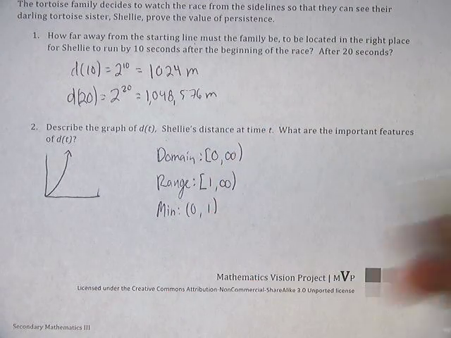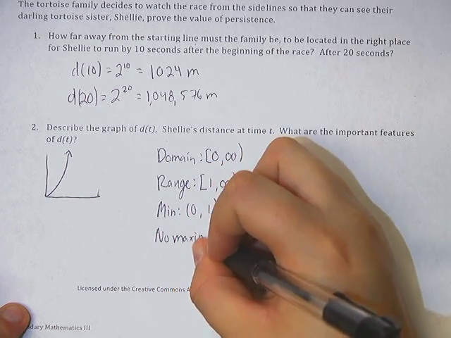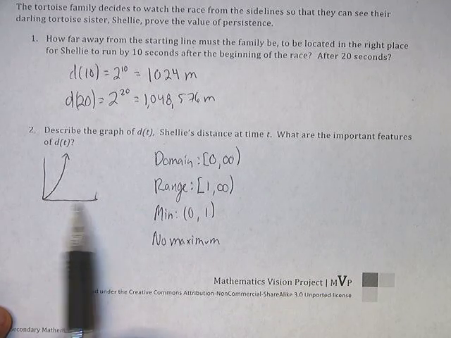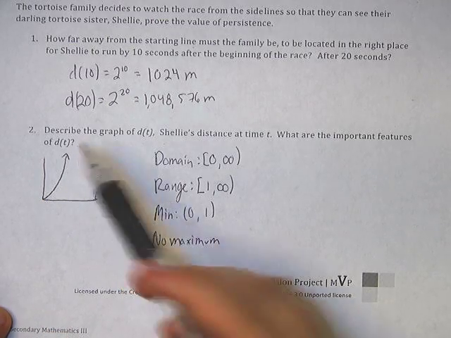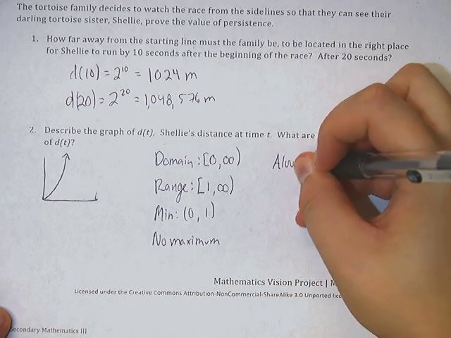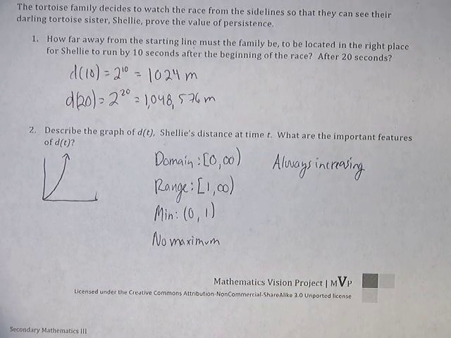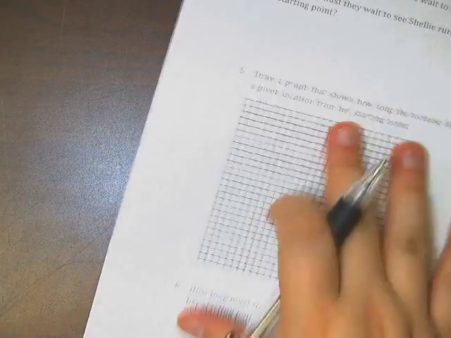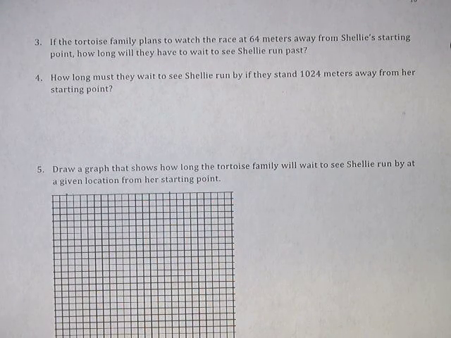Now there is a minimum value in the context of our problem, and that is our starting value. At time 0 she's gone 1 meter. There is no maximum value, again, because we don't really know how far this race goes. And also, if we look at our sketch of the graph here, as we're going from left to right, as time is increasing, our distance is always going up. So we would write that it is always increasing. And that makes sense. It wouldn't make much sense if in the course of the race they were backtracking or anything like that. We're just assuming that's a straight shot here. Let's look at the next problem here.